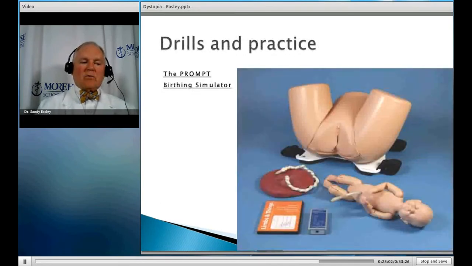This is called the prompt birthing simulator. It's manufactured by a company from England called Limbs and Things. Its pelvis is a replica of the bony pelvis of a female taken from CT scan dimensions. The baby mannequin is a replica of a 5-pound newborn. The baby has a strain gauge in its neck to measure the traction force exerted during a delivery.